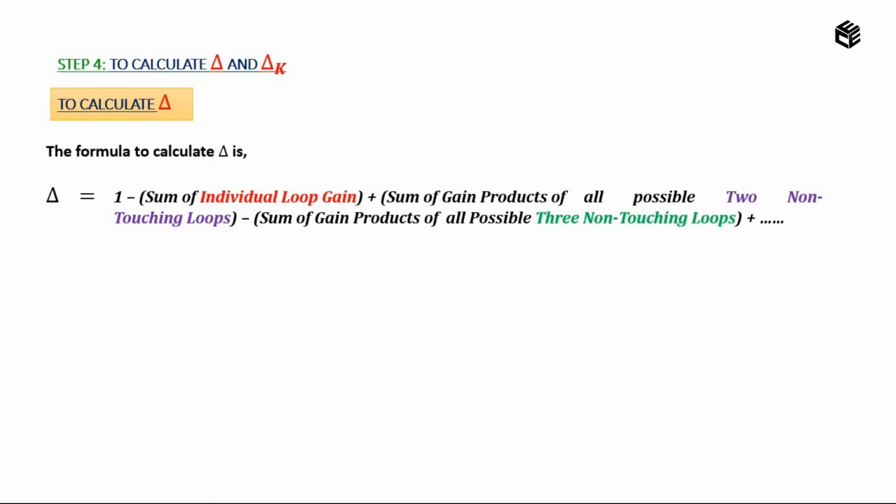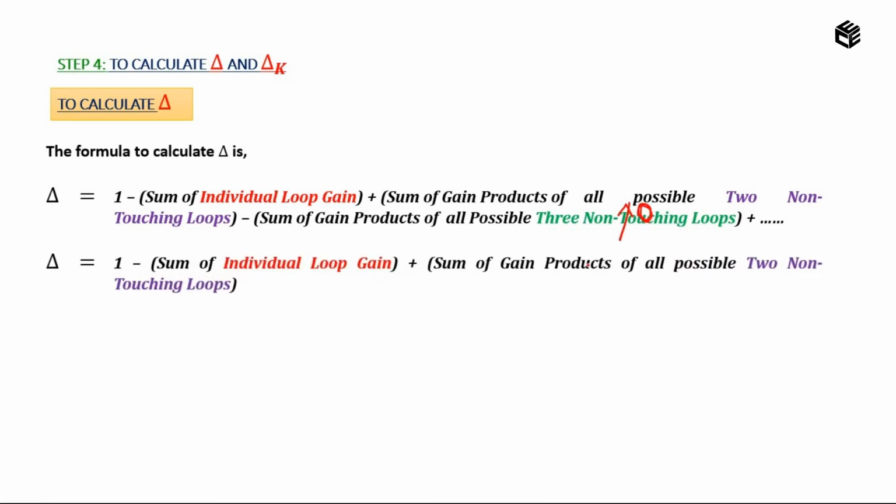Our next step is to calculate del and del k. We know the formula to calculate del. What is the formula? Del is equal to 1 minus the sum of individual loop gains plus the sum of gain products of all possible two non-touching loops minus the sum of gain products of all possible three non-touching loops. Here we don't have any three non-touching loops, so we are letting this be 0.